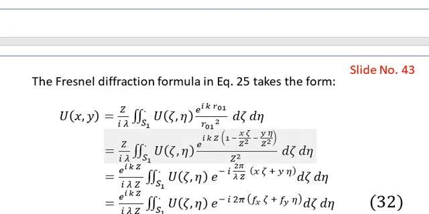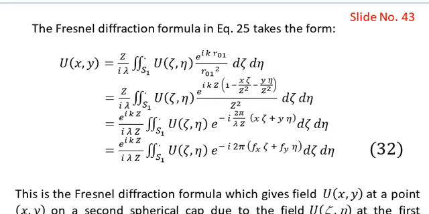Now you know that we have computed the value of R, so we need to put the value of R in the Fresnel diffraction formula of equation number 4, which is reproduced over here. The formula is u of xy, that is the field at the point xy, which is the field at the second spherical cap, equal to z over iota lambda surface integral over s1, and the input field is u of zeta eta multiplied by e to the power iota k r01 over r01 whole square, and the elements are d zeta d eta.